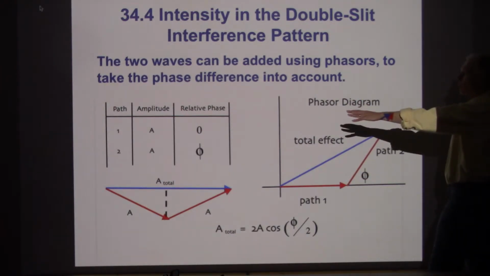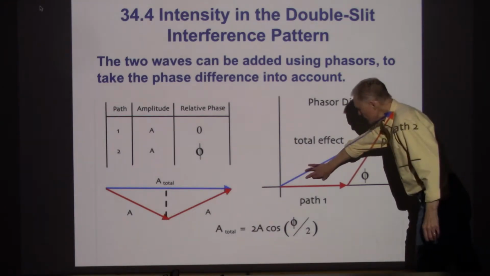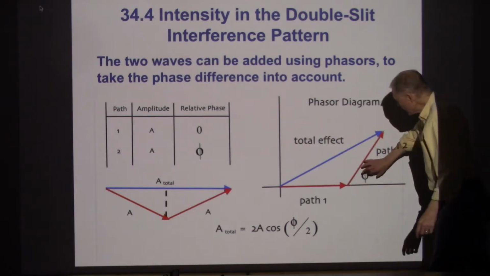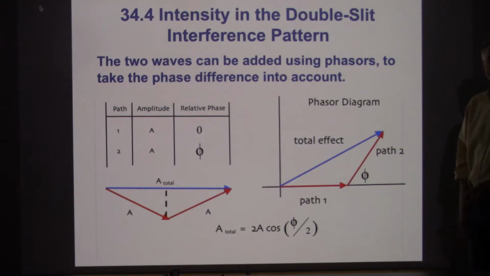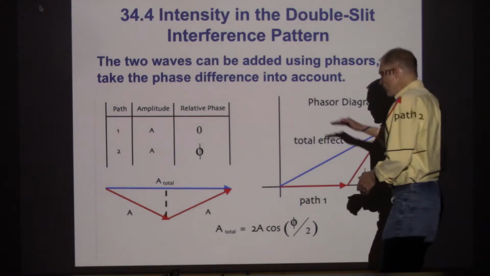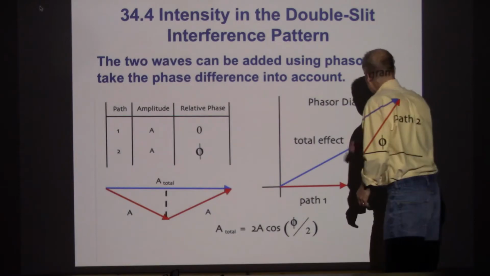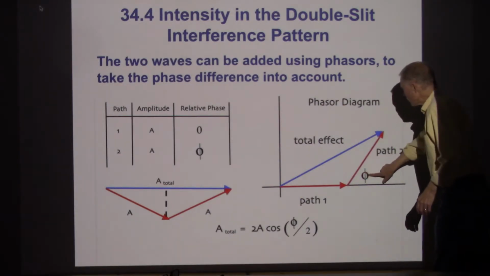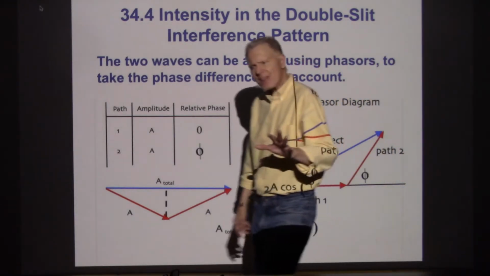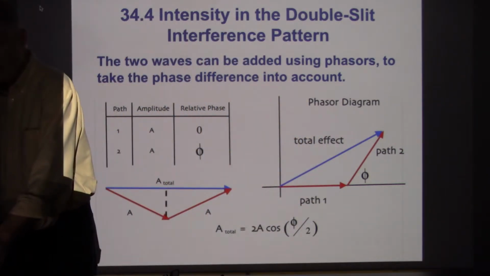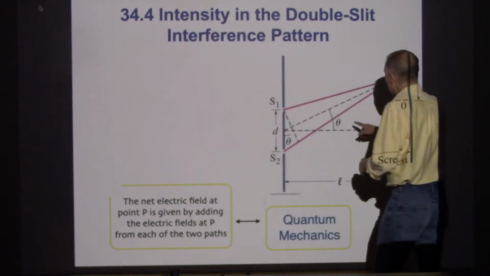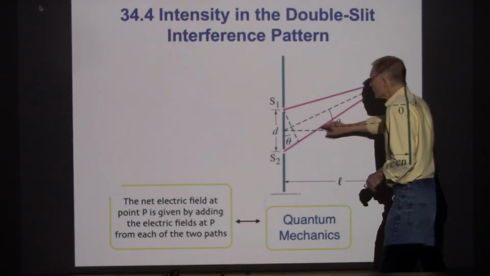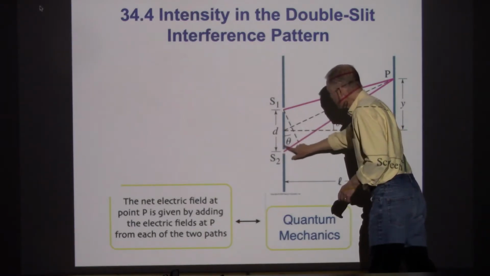And that would say that the total amplitude would be A from path 1, and A from path 2 would give us 2A. We would have double the amplitude. That's going to give us a lot of intensity. But as we move along the screen, the phase difference is going to increase. Now the phase difference isn't the same thing as the angle. The phase difference comes from, as the angle increases, d sine theta increases.